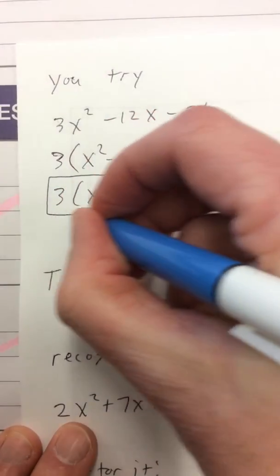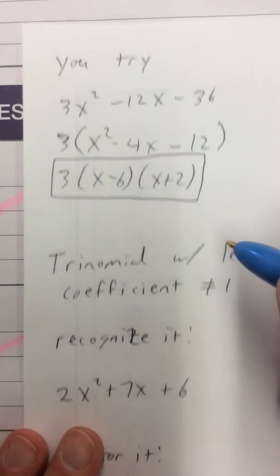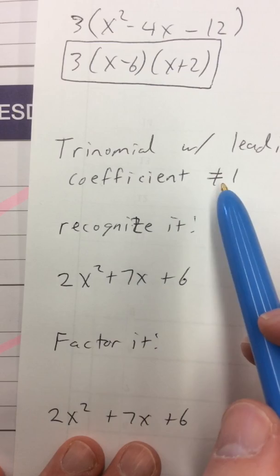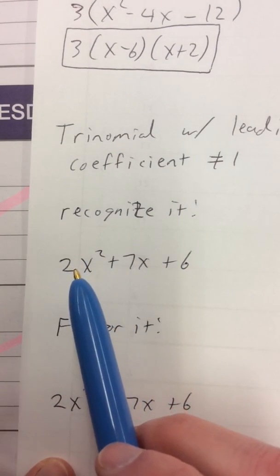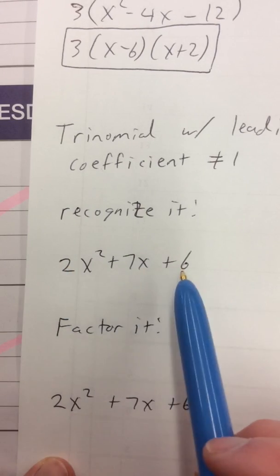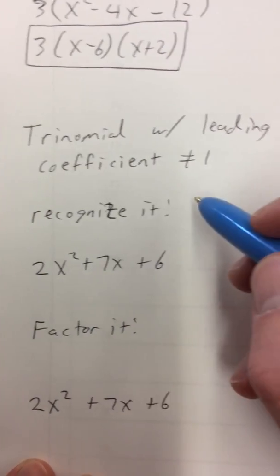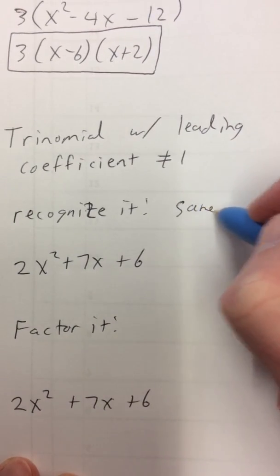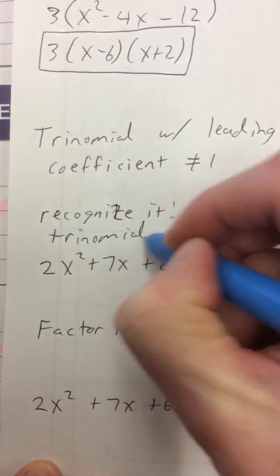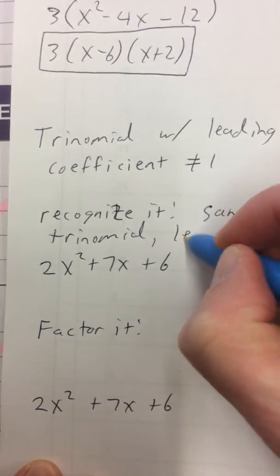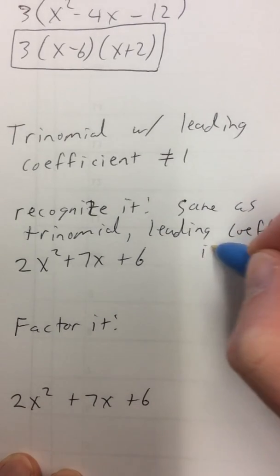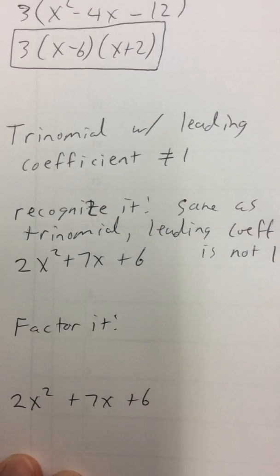And we are done. All right, one more type of factoring for quadratics. This is trinomial with a leading coefficient not equal to 1. So how do we recognize that? We got 3 terms, 1, 2, 3. We got an x squared, an x, and a constant term, and no common factors, and this number isn't 1. So I'm going to say same as trinomial, the regular trinomial that we just looked at, leading coefficient is not 1.